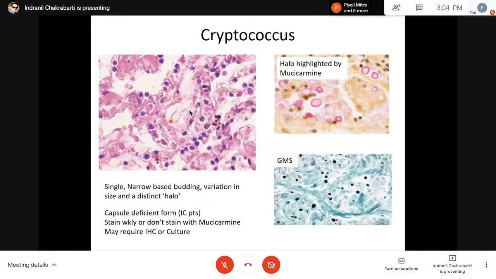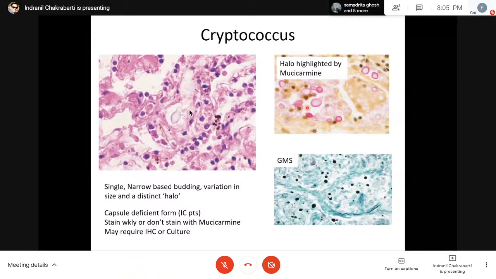If you look at it closely, you can see single narrow-based budding and a distinct halo. So the Cryptococcus contains a halo around it, and there is variation in size. In Histoplasma, I told you that they are more or less uniform in size, but here there is variation in size, there is narrow-based budding, and this halo or capsule can be highlighted by this mucicarmine stain, which is negative in the case of Histoplasma.